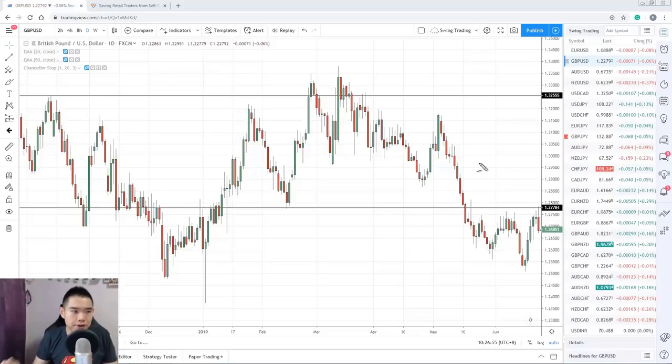Okay, first things first. Pound dollar, looking at this chart. What do you see in this market? What's the trend? Well, the trend is down. So that's the first thing. Let's talk about market structure, M. Trend is down.